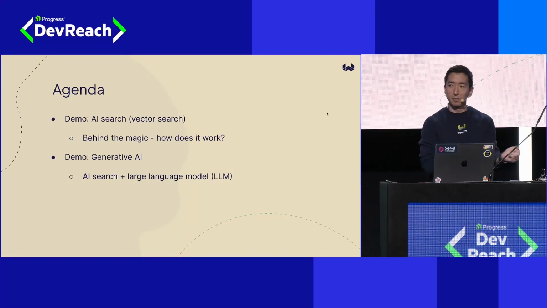The other part is the generative search or generative AI aspect, which builds nicely on to Todd's talk about large language models. And I'll talk about retrieval augmented generation, which is RAG, and that's the amazing thing that you get when you combine AI search with large language models.